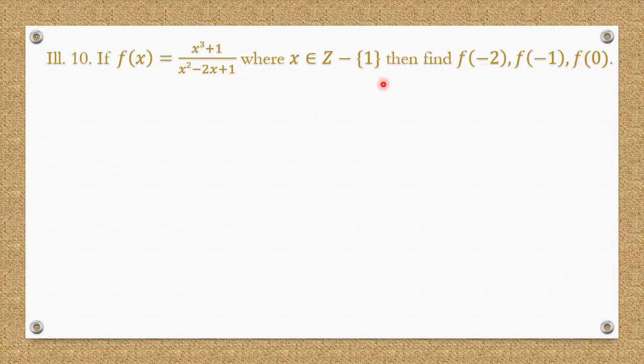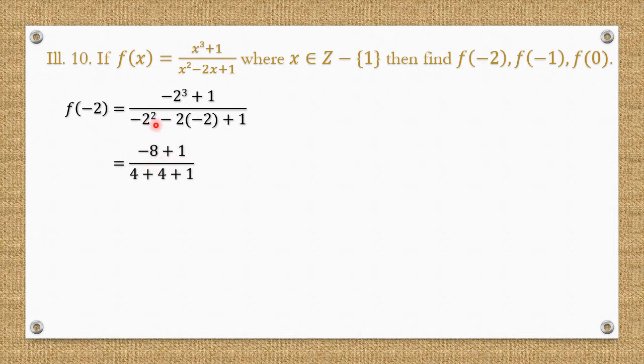That just means that in the place of x I am going to put negative 2, get the answer, put negative 1, get the answer, and put 0 and get the answer. Starting with putting negative 2 there: (negative 2 cube plus 1) upon (negative 2 square minus negative 2 into bracket negative 2 plus 1). Negative 2 cube is negative 8 plus 1, negative 2 square is 4, negative 2 into negative 2 is plus 4 plus 1. So that would be negative 7 divided by 9. This is the answer for the first function.